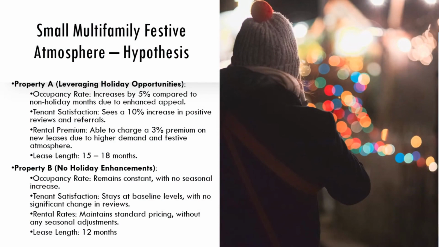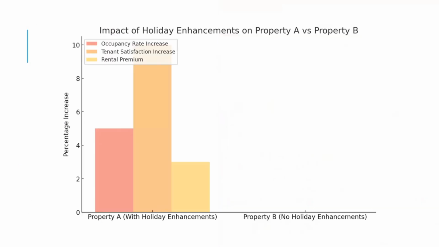And so what does that look like if we were to chart property A versus property B out for you? Well, I put up a bar chart. Sorry if you're listening online and not watching and can't see the screen, but there is a bar chart online for those people that are interested in data that shows the percentage of increase of occupancy rates, tenant satisfaction, and rental premium with festive property landlords versus non-festive property landlords.